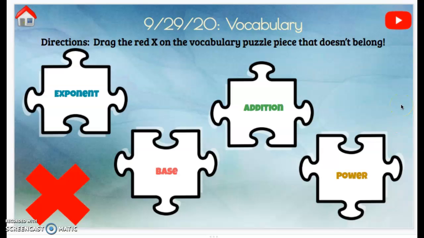When we take a look at these puzzle pieces, which one does not quite belong? So if we have an exponent and a base, do those kind of relate together? Yeah, there's a base and then there's an exponent. That exponent is also called a power because it could be raised to the second power. So exponent could have a base with a power.